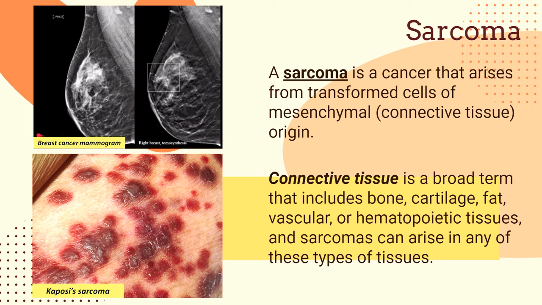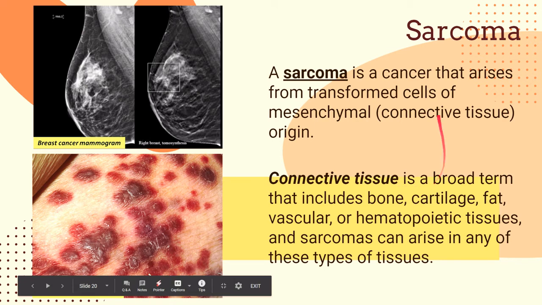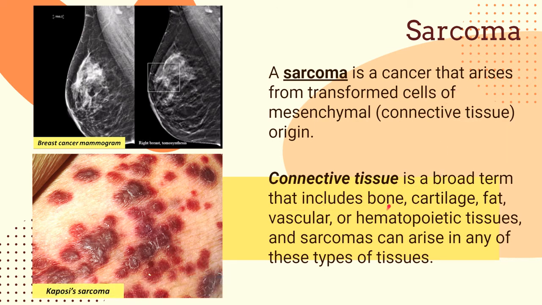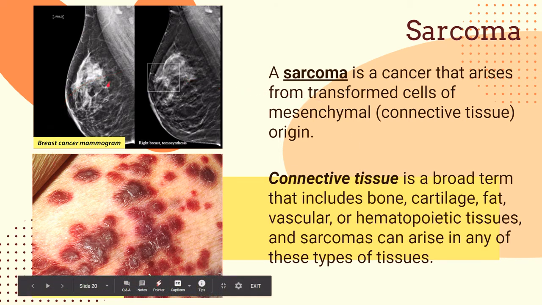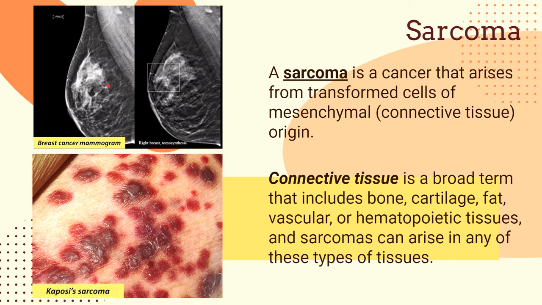Sarcoma is the cancer from mesenchymal or connective tissue. For example, breast cancer, as you can see here, this mass, this tumor that has developed already. So that's breast cancer. And then Kaposi sarcoma, so that's the cancer of the muscle that can already be seen in the skin. So connective tissue is a broad term that includes the bone, the cartilage, fat. As we all know, the breast is mostly made up of fat, vascular, hematopoietic tissues, and sarcomas. So these are just some of the examples of sarcoma.